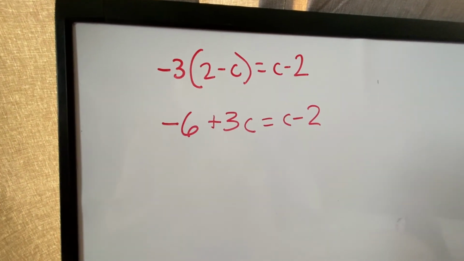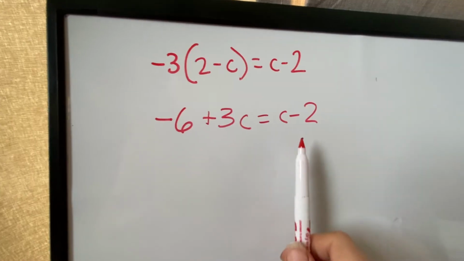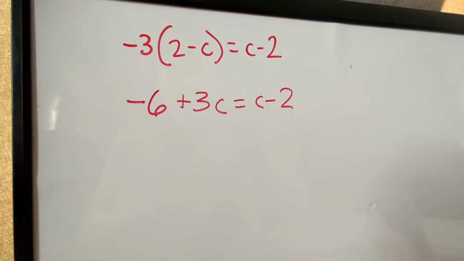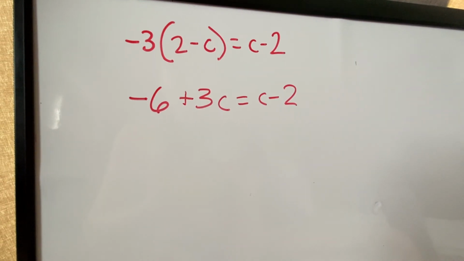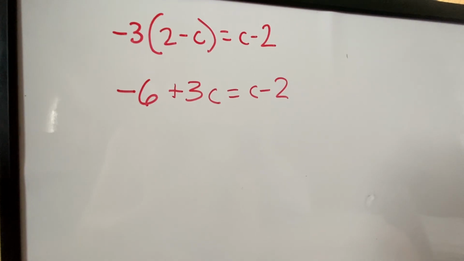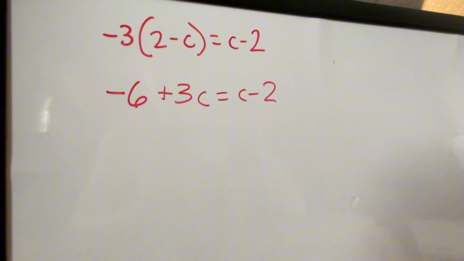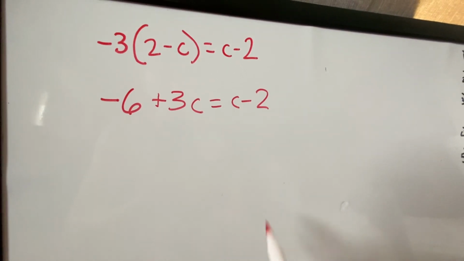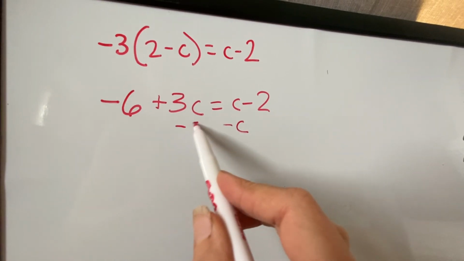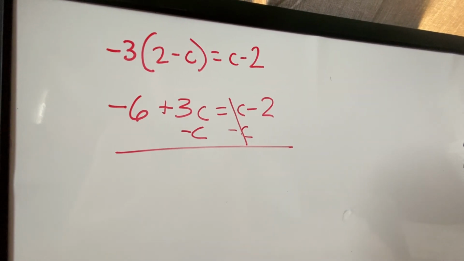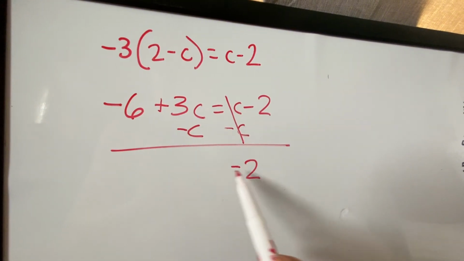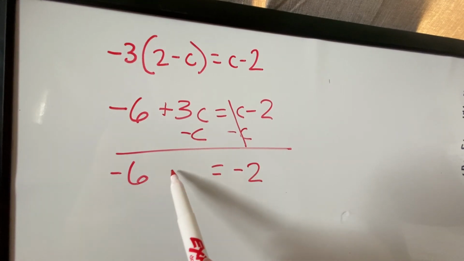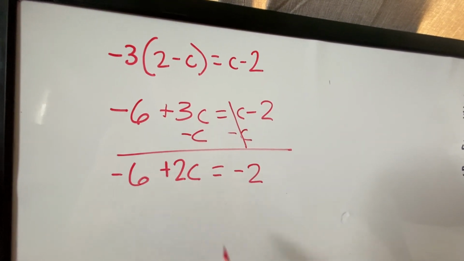Okay, it says to add like terms. Well, there's no like terms on this side, and there's no like terms on this side, so we can't add anything together. Then it says to eliminate the x on one side. Well, we only have c's, but it's the same thing. You're eliminating the variable from one side of your equation. So I'm going to move it over here because I like to have positive coefficients. So I'm going to subtract c, c minus c is 0, 0 minus 2 is still negative 2. We still have our negative 6. 3 minus 1 is 2c, so this is plus 2c.